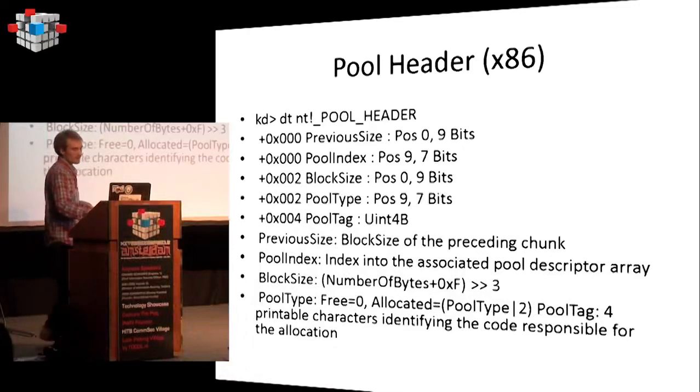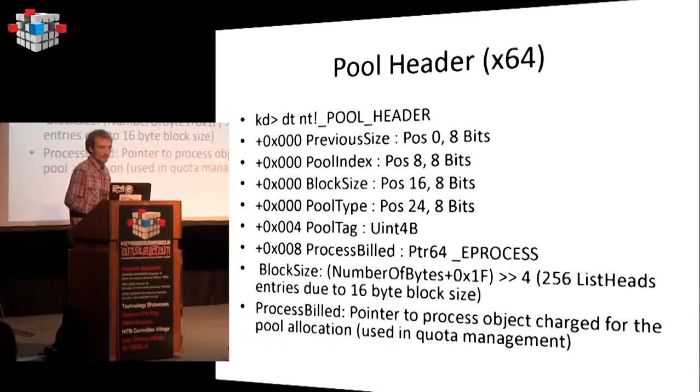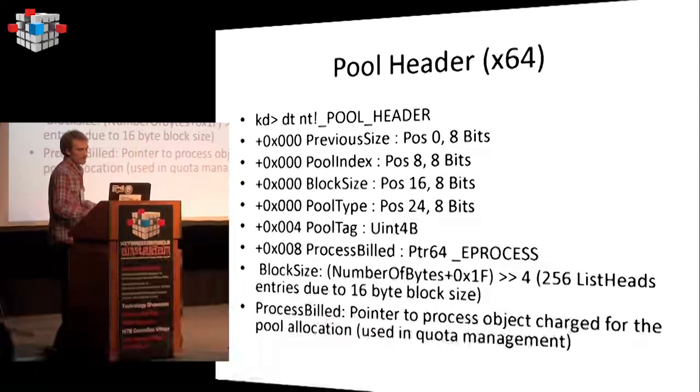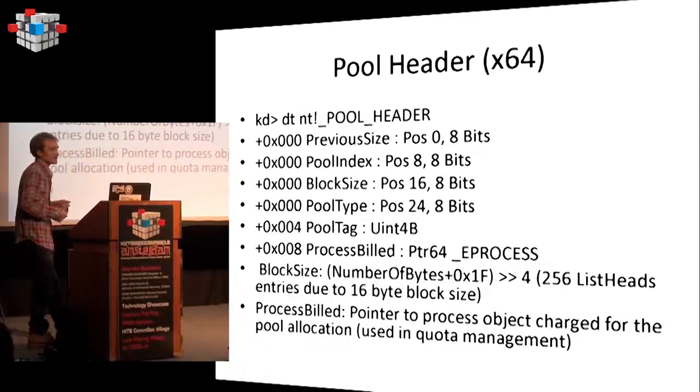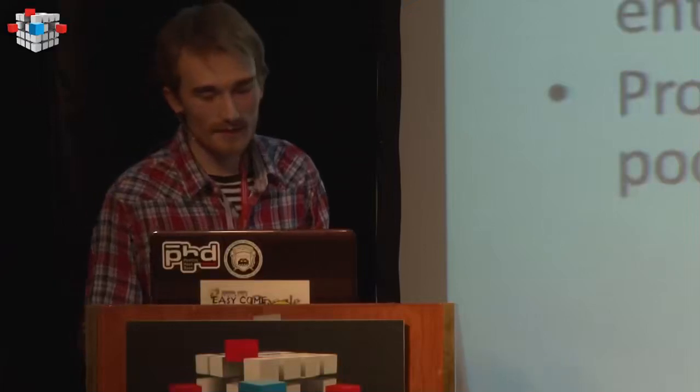Actually, the pool header on 32 bits and 64 bits is not the same, but the only difference is that on 64 bits there is a pointer to the process, and because it's 64 bits, the granularity is a little bit bigger. So if on a 32-bit operating system granularity is 8 bytes, on a 64-bit operating system granularity is 16.